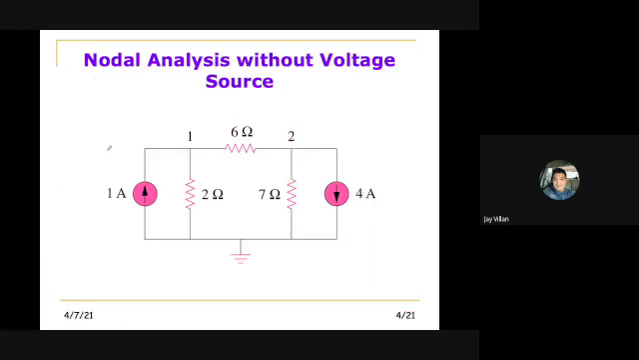Alright, so let's write it here. Our equation 1 is 4V1 minus V2 is equal to 6. And equation number 2 is 7V1 minus 13V2 is equal to 168. Okay?